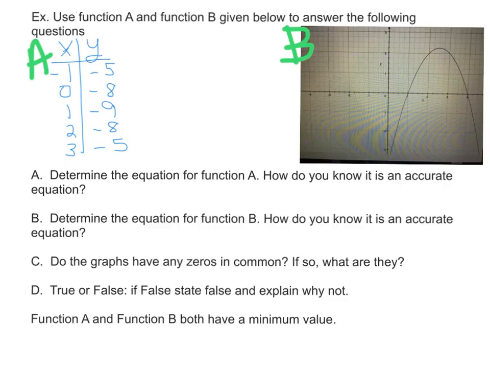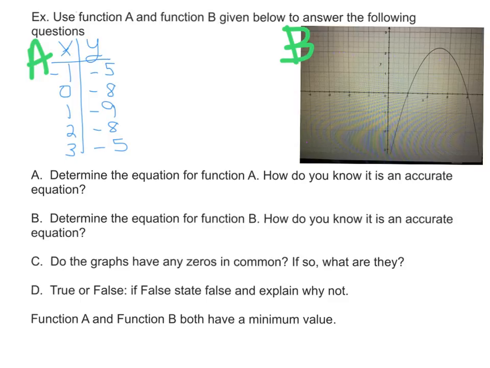All right, this example says use function A and function B given below to answer the following questions. So in A, you have a table. In B, you have a graph, okay? And they ask me to determine the equation for function A. How do you know it's an accurate equation? Determine the equation for function B. How do you know it's an accurate equation? Do the graphs have any zeros in common? If so, what are they? And true or false? If false, state false and explain why not.